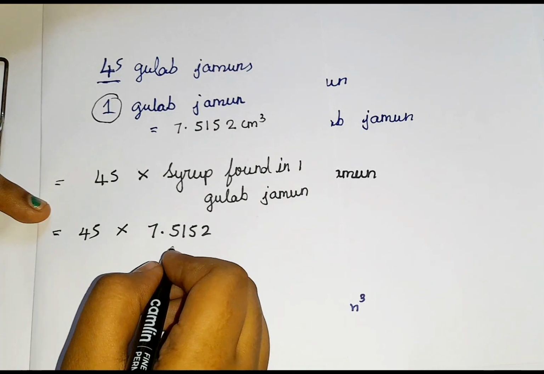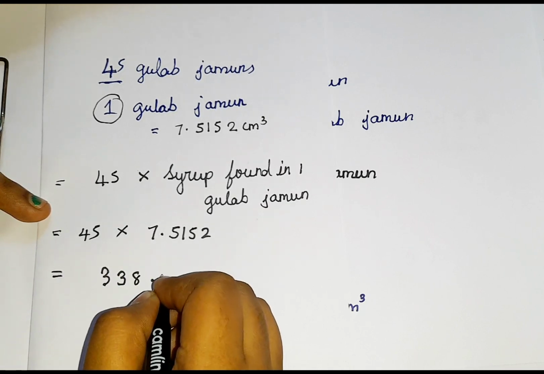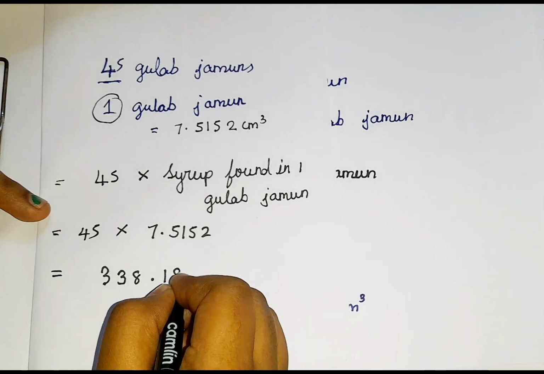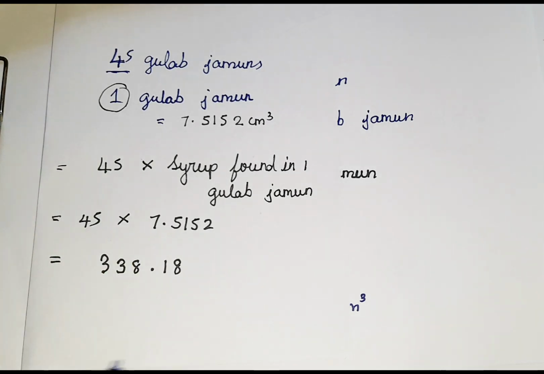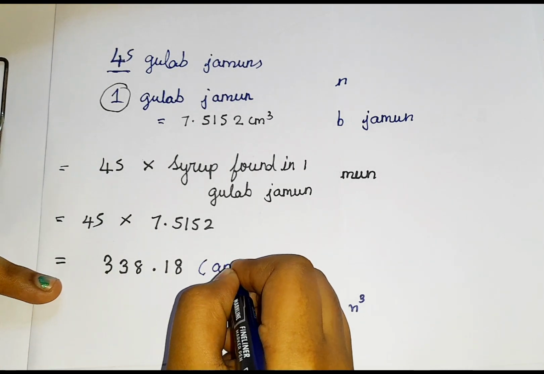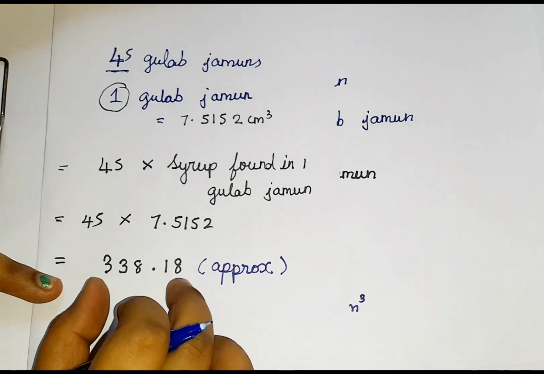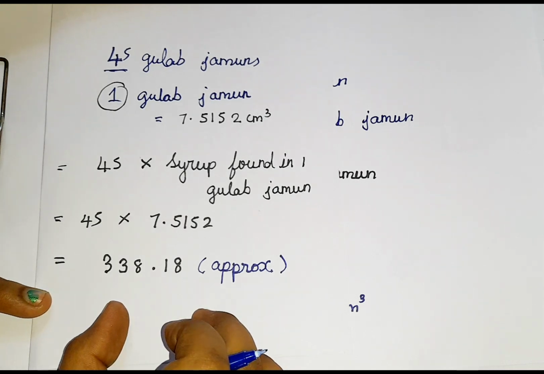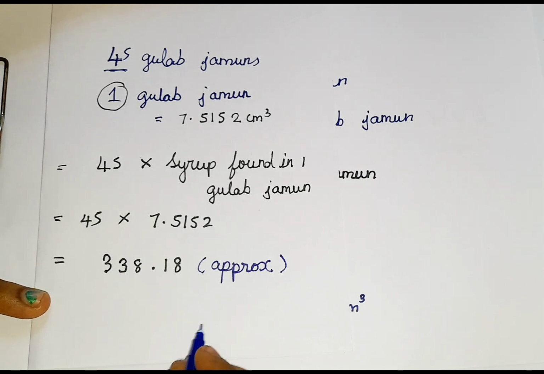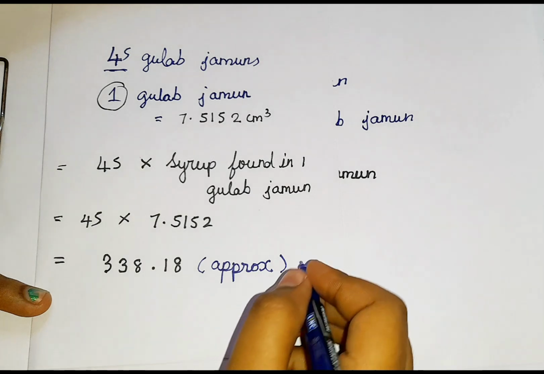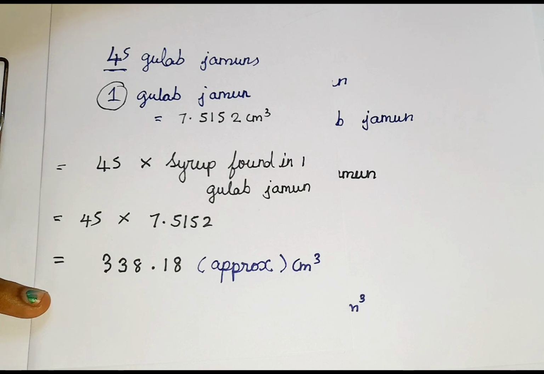Okay. So now when we just multiply it, we get 338.18. So this is not the exact value. When we just multiply, we won't get this exact value. This is just approximately. Okay. So just approximately we wrote 338.18. Alright, guys. So now is it centimeter square or cube? In the entire question we just found the volume, right? So it is centimeter cube. Okay. So this is our final answer.